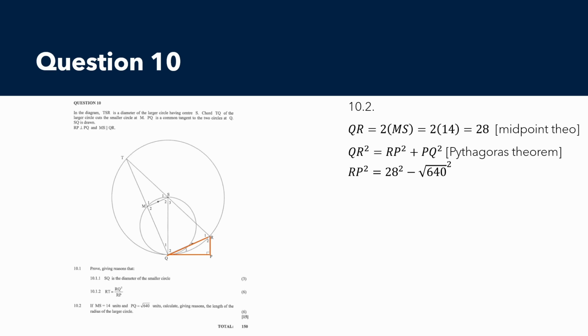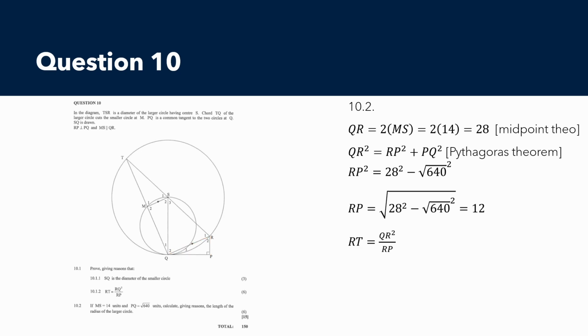Substituting in everything I know and making RP the subject of the formula, I will have RP squared is equals to 28 squared minus square root of 640 squared. And hence, RP is equals to square root of 28 squared minus square root of 640 squared. And hence, RP is equals to 12 units.